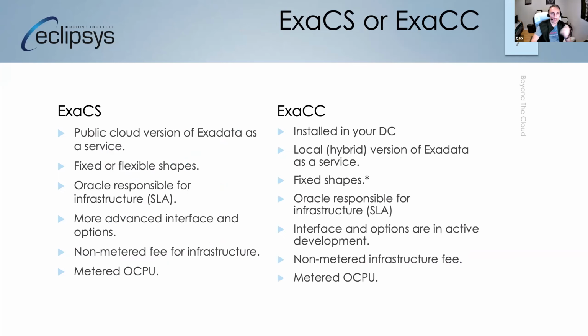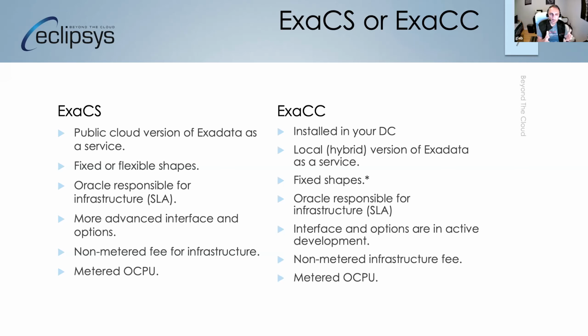What are we getting in the cloud? In the cloud, we have two services. One of them is ExaCS, Exadata Cloud Service, and another one is ExaCC, Exadata Cloud at Customer, which we are going to talk about today. The difference between them: ExaCS is the public cloud version of ExaCC, or you can say the other way around, ExaCC is the hybrid version of public cloud ExaCS.